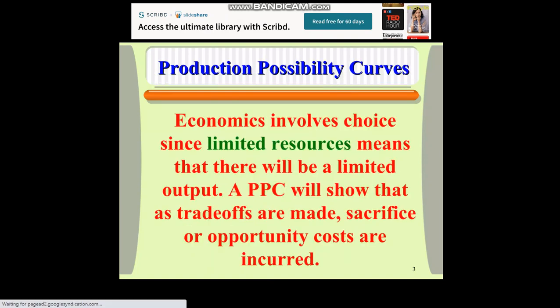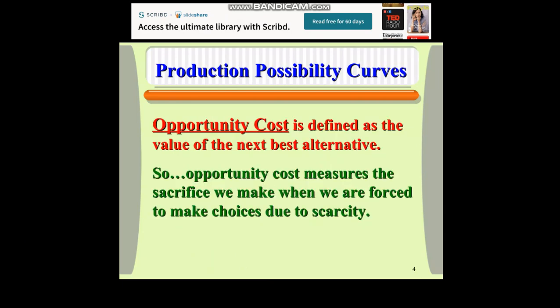Production possibility curves. Economics involves choice since limited resources means that there will be a limited output. A PPC will show that as trade-offs are made, sacrifice or opportunity costs are incurred. Opportunity cost is defined as the value of the next best alternative. So, opportunity cost measures the sacrifice we make when we are forced to make choices due to scarcity.